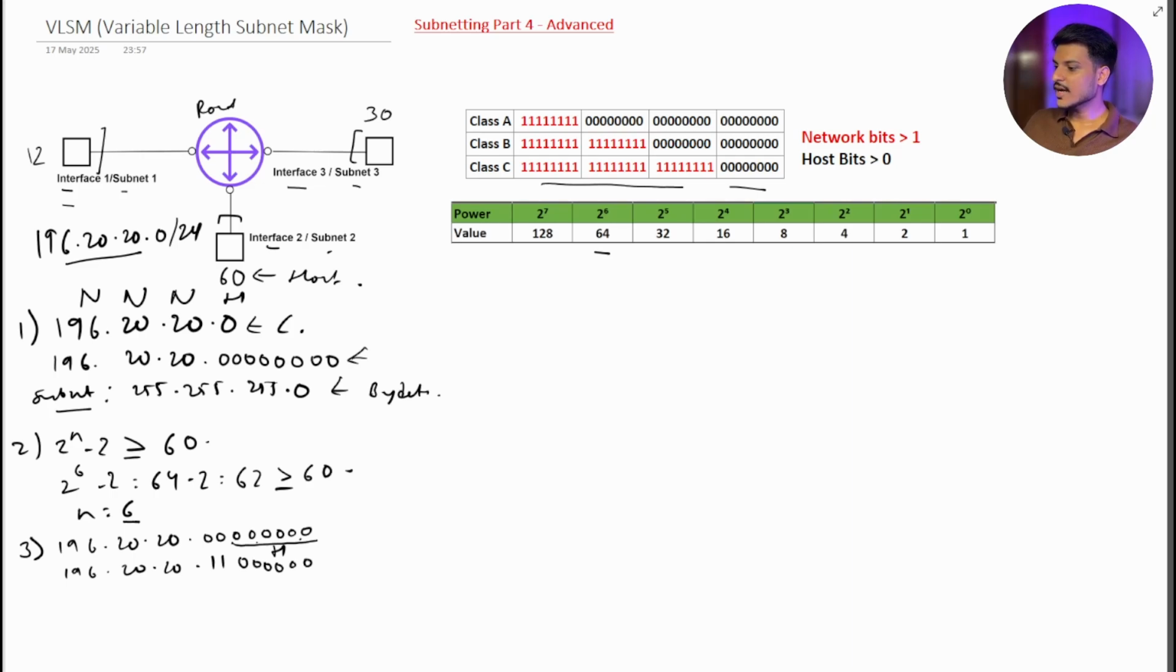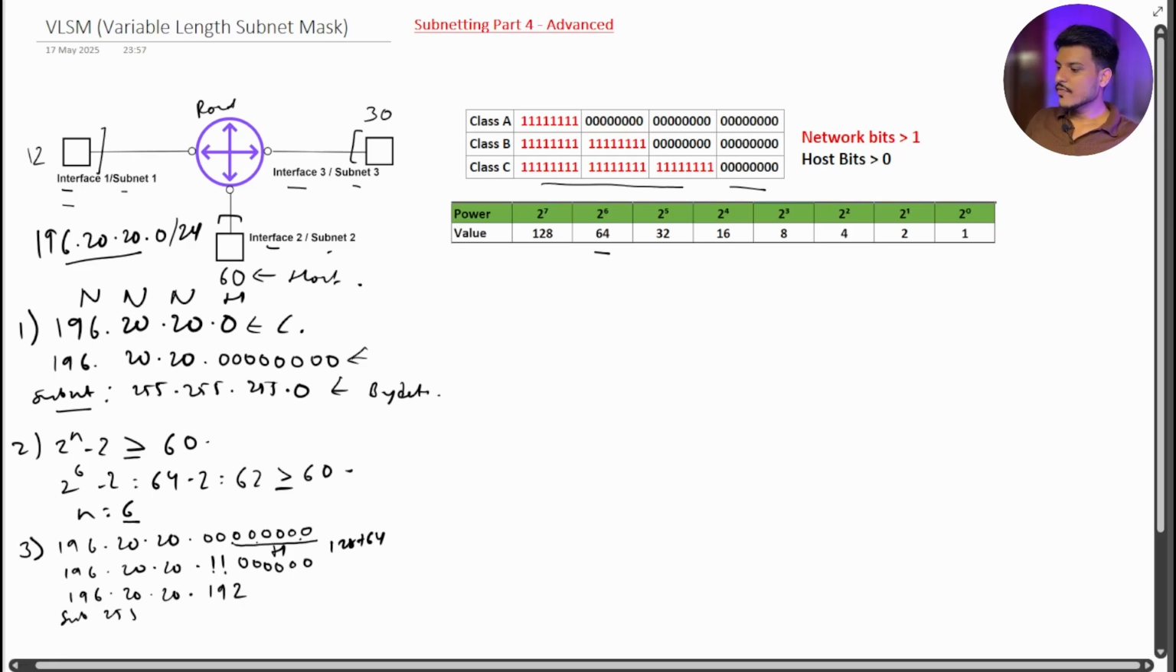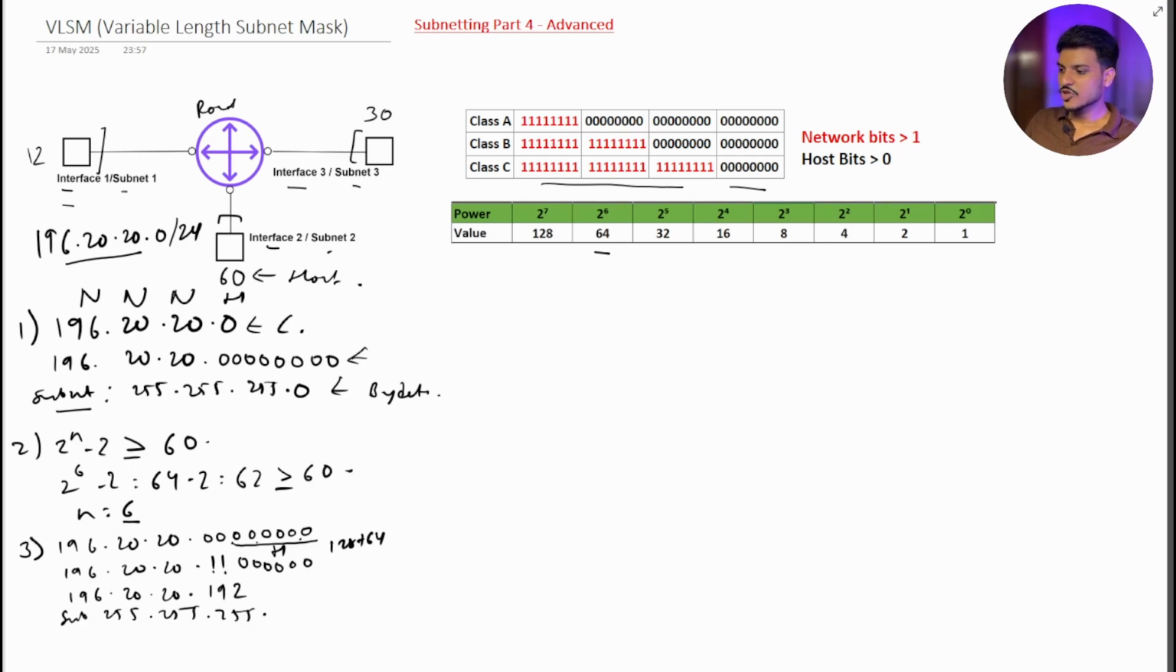Now we have to write it in decimal, so it will be 196.20.20. The value of the 7th and 6th bits will be 2 raised to 7 and 2 raised to 6, which is 128 plus 64, giving us 192. And the subnet mask will be 255.255.255. Here in the fourth octet we have given some bits to network, so in decimal it is represented as 192. So this will be the subnet mask. Now what will be our first subnet ID?